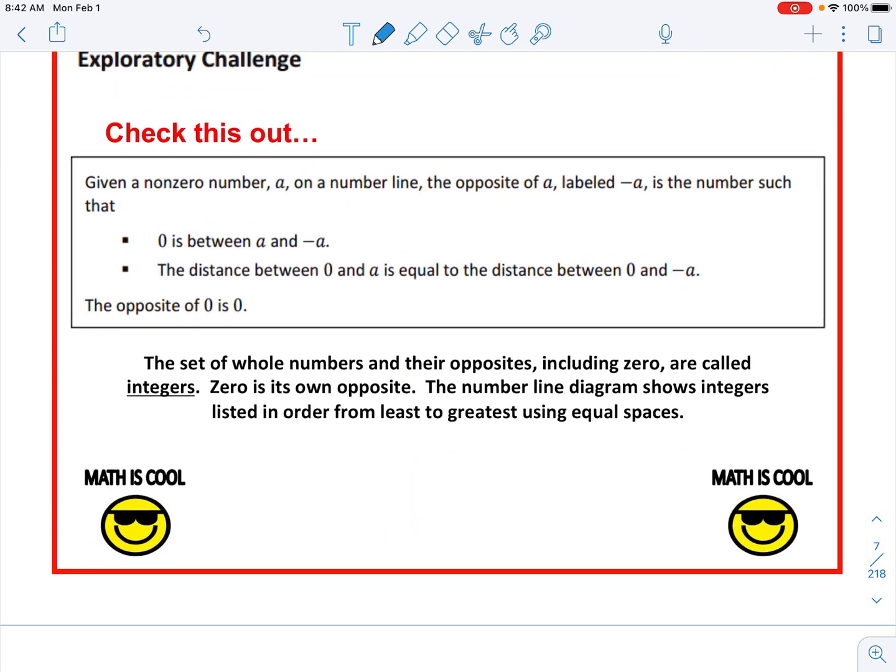So it says, check this out. Given a non-zero A on a number line, the opposite of A is labeled negative A. So if A represents 1, then the opposite of 1 is going to be negative 1. So 0 is between A and negative A. The distance between 0 and A is equal to the distance between 0 and negative A.